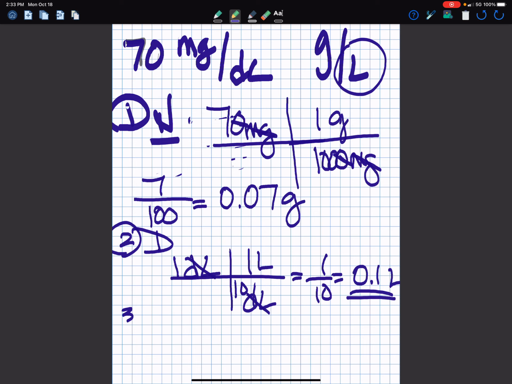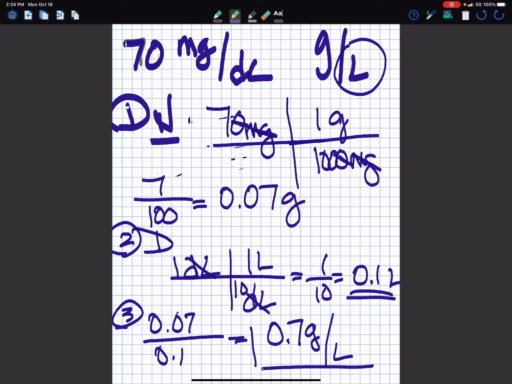So I divide on my 3-step, third step, 0.07 divided by 0.1 gives me 0.07 grams per liter. So it's nothing more than a 2-step. Don't be intimidated by this. It's nothing more than a 2-step.